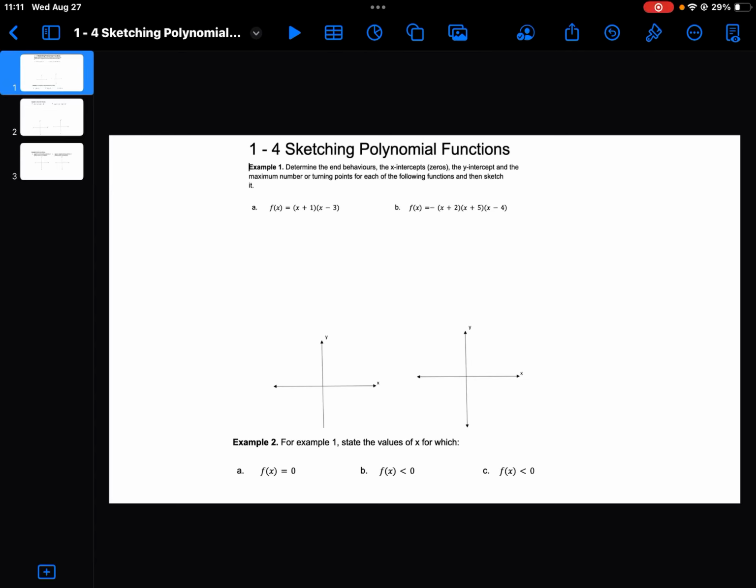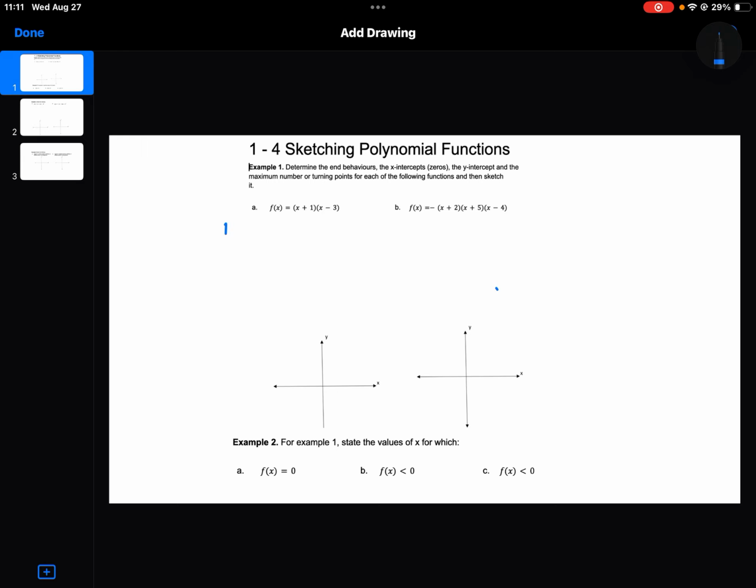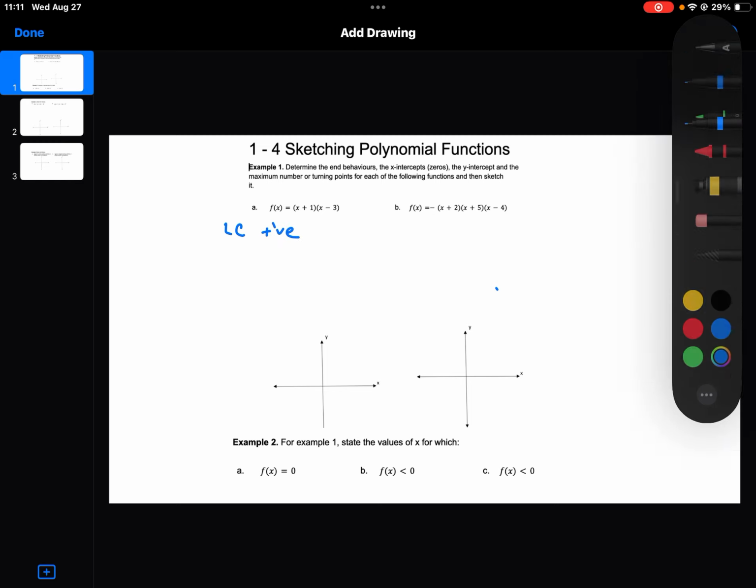This video goes over sketching polynomial functions using their characteristics. So right here, both of these polynomial functions are in factored form. The first thing that we're going to do is identify the leading coefficient. In this case, it's a positive in front of the bracket, so our leading coefficient is positive.